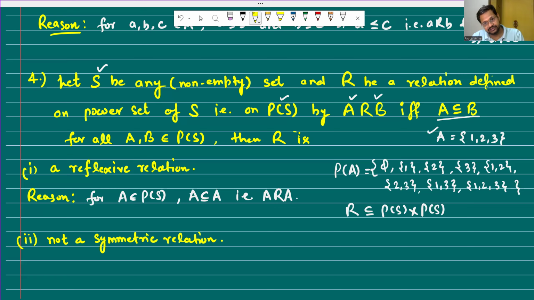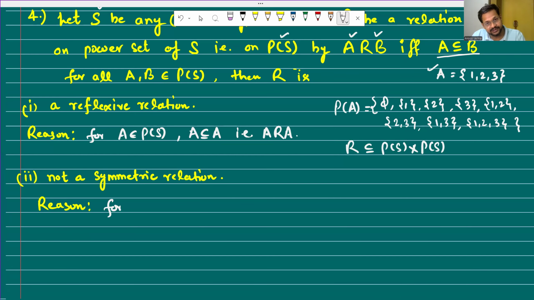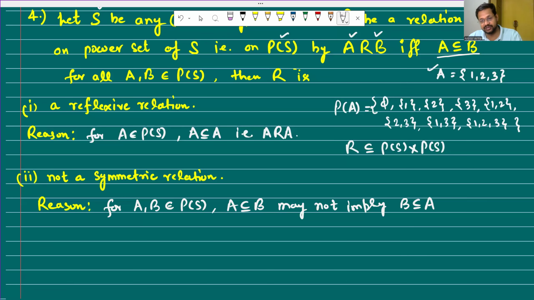Not a symmetric relation. Okay, so this is the reason. The reason is: for two elements A and B belonging to the power set PS, A is a subset of B may not imply that B is a subset of A. That is not necessary, okay.